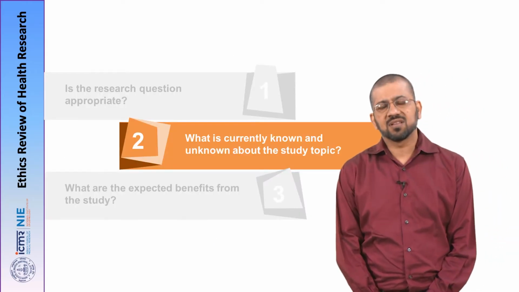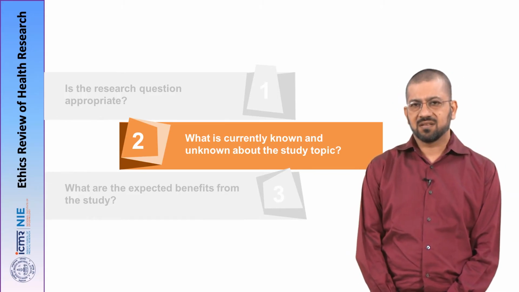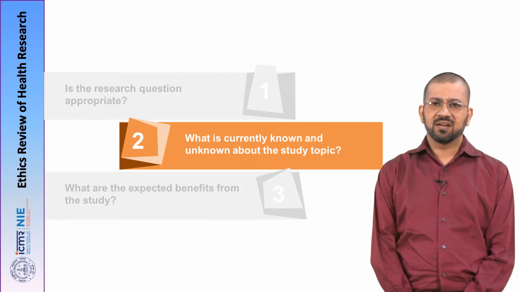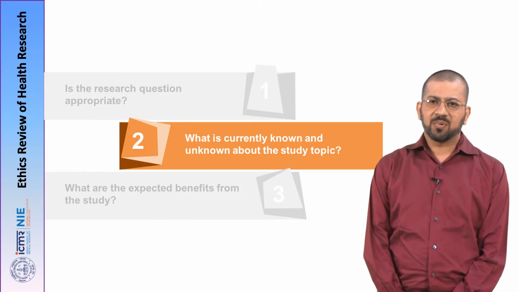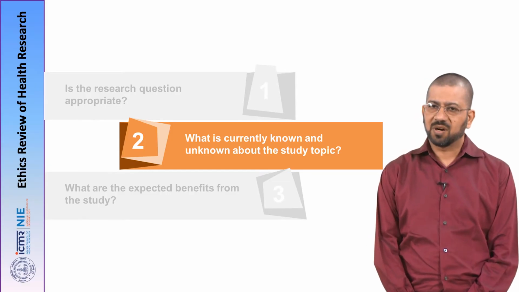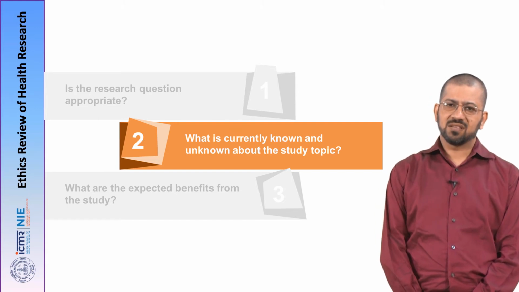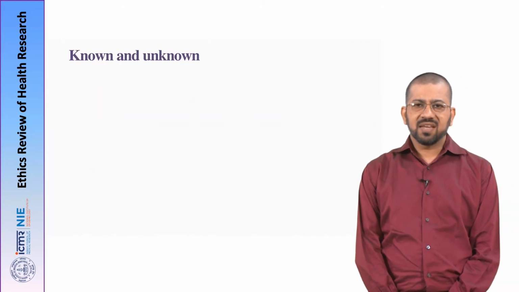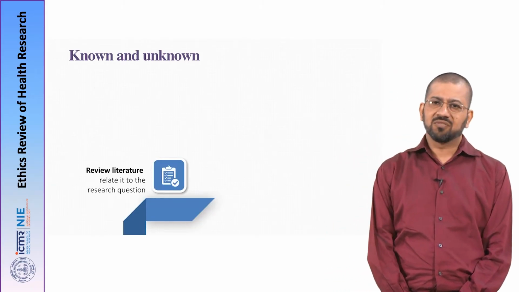The second question that we need to look at, when we are trying to understand whether the rationale of the study is appropriate, is to see whether the investigator has appropriately gone into what is currently known and unknown about the study topic and eventually framed a research question to answer the unknown. A very simple way to do that is the review of literature.